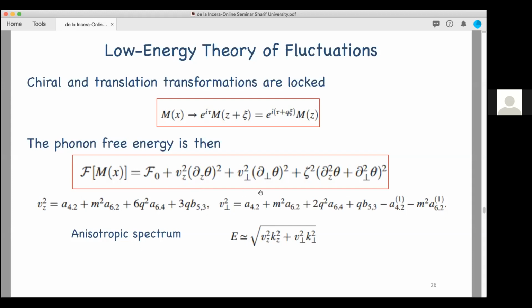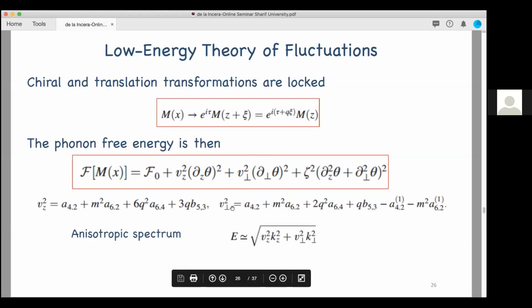So that is not a surprise. What I want to call your attention to is that we have the presence of these. So these V_z and V perpendicular squared are the squares of the group velocities in the system. And normally, I mean without magnetic field, this V perpendicular will not be present. How to see that in an easy way?